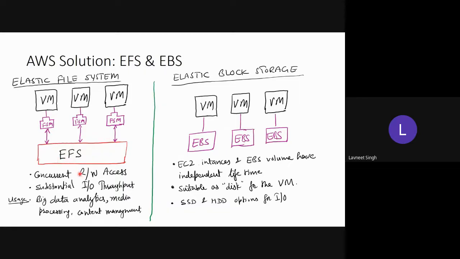You can have concurrent read-write access and substantial input-output throughput, meaning the efficiency or the volume of the data that can come and go out of this EFS is very large. So therefore, it is useful where you want to have processing of very large data for analytics, for media processing, content management.